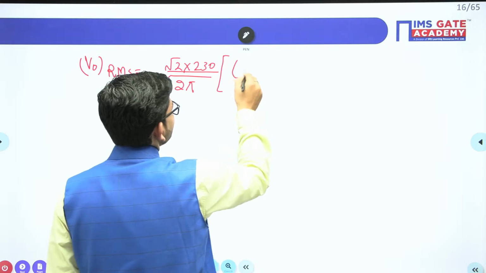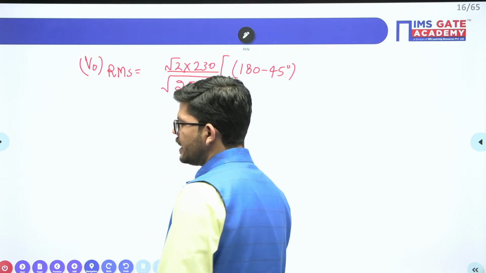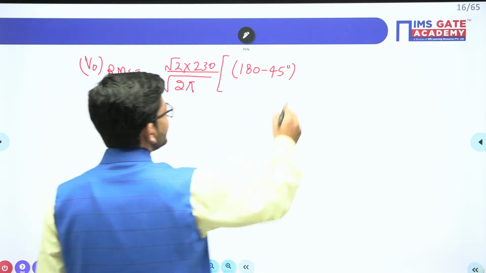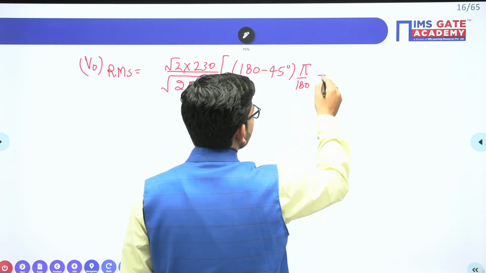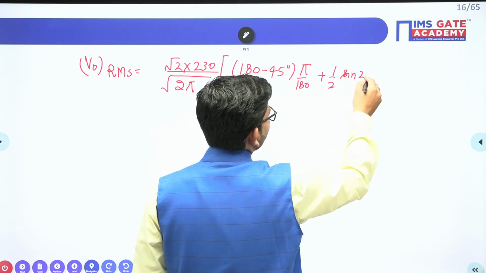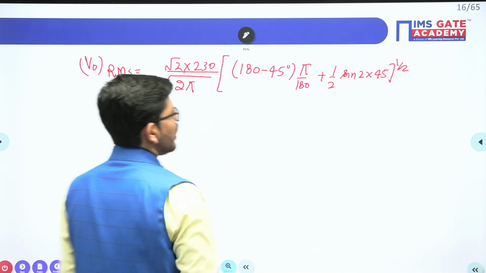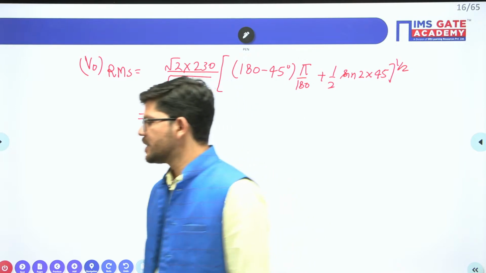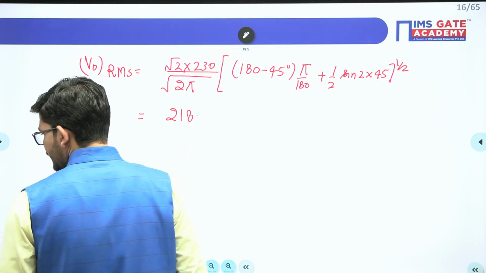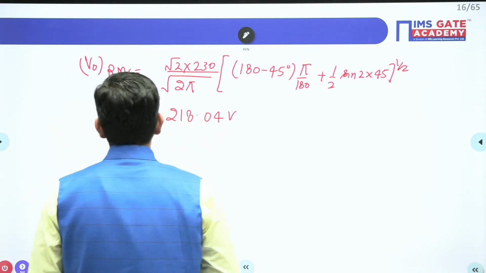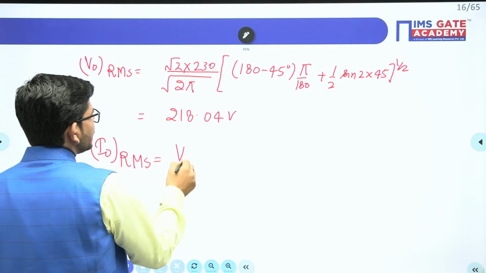then we have pi is 180, alpha is given to us which is 45 degree. Now 180 minus 45, this is in degree, so you have to convert this into radians, which is pi by 180, you have to multiply by it, plus half sine 2 alpha, alpha is 45 degree, whole to the power 1 by 2. So after putting the values, when you solve this expression, you will get the output voltage to be 218.04 volt.